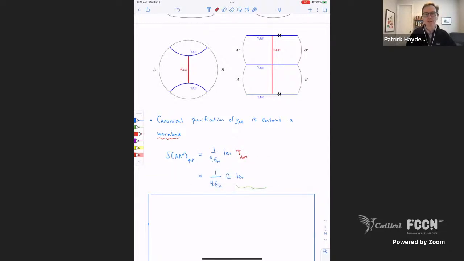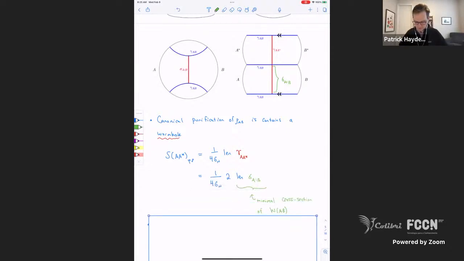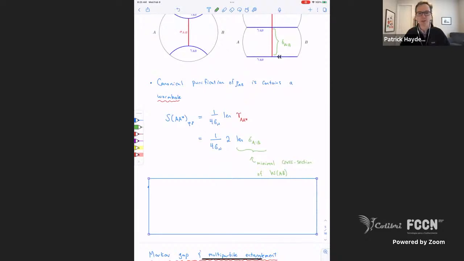And because of the way that the canonical purification is constructed, this piece of gamma AA star is what in the left-hand picture I've called sigma AB. It is the curve which gives the narrowest cross-section of the entanglement wedge, right? It's where the entanglement wedge is narrowest. And in the canonical purification, it appears twice. And so the reflected entropy is twice the length of this minimal cross-section of the entanglement wedge.